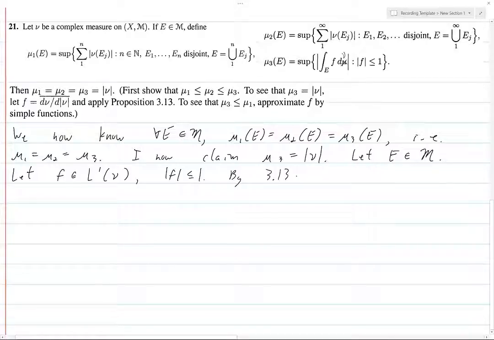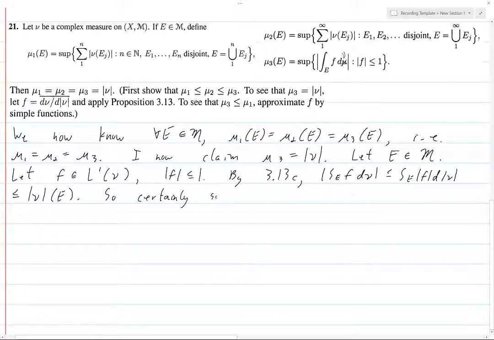By 3.13c again, we've got the integral over E of f d nu is less than or equal to, you just bring everything inside, not just to f but to the nu, and this is certainly less than or equal to the total variation of nu of E. And so certainly this means that the supremum over all of these things is less than or equal to the total variation of nu of E.